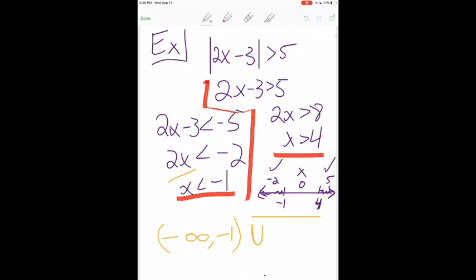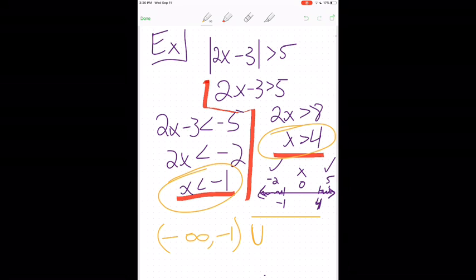So I had x is less than negative 1 and x is greater than 4. Well, I'm going to say it could be this or that, so you use the union, and that's just a U between them. This one here is saying x is less than negative 1. This one here is saying x is greater than 4.